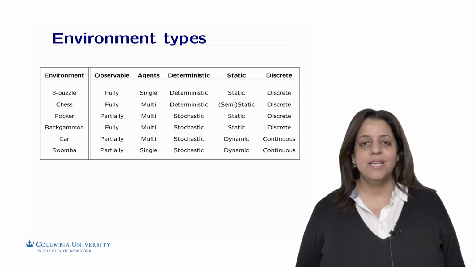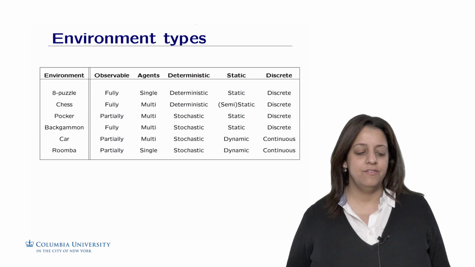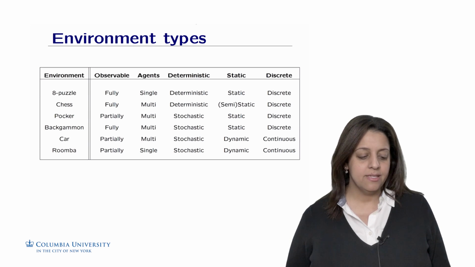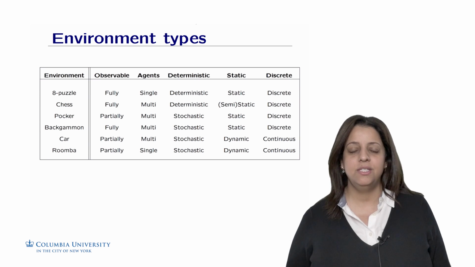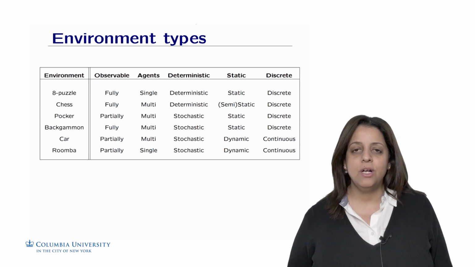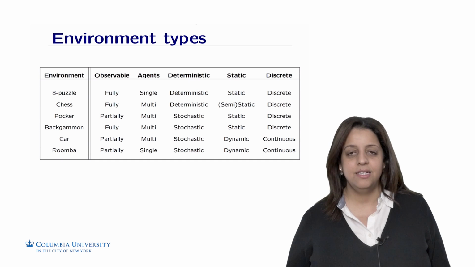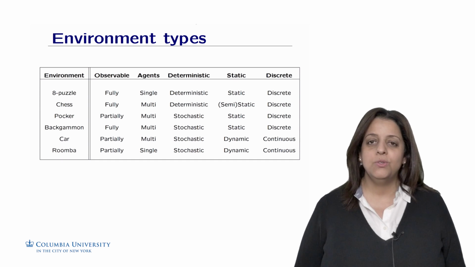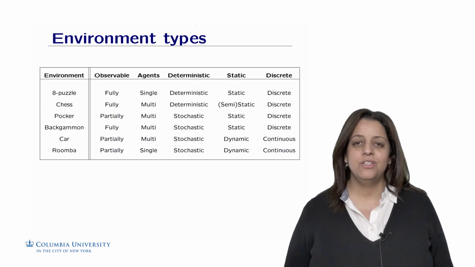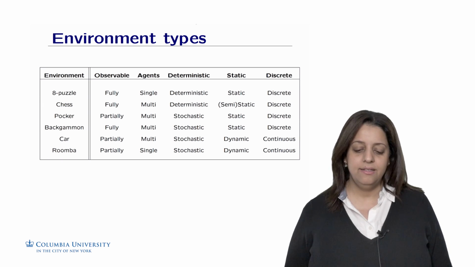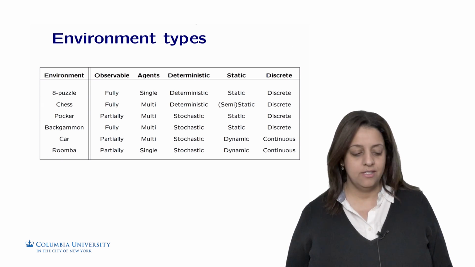Let's illustrate this concept of environment types on different environments and different agents. So first of all, for the 8 puzzle, it's fully observable because you could see the game all the time. There is only one player, so it's a single agent. It's deterministic and also static. There's nothing going on around you, so there are no changes going on. And there's no random chance that things will change the course of your actions. And finally, it's discrete because there is a finite number of things you can do.